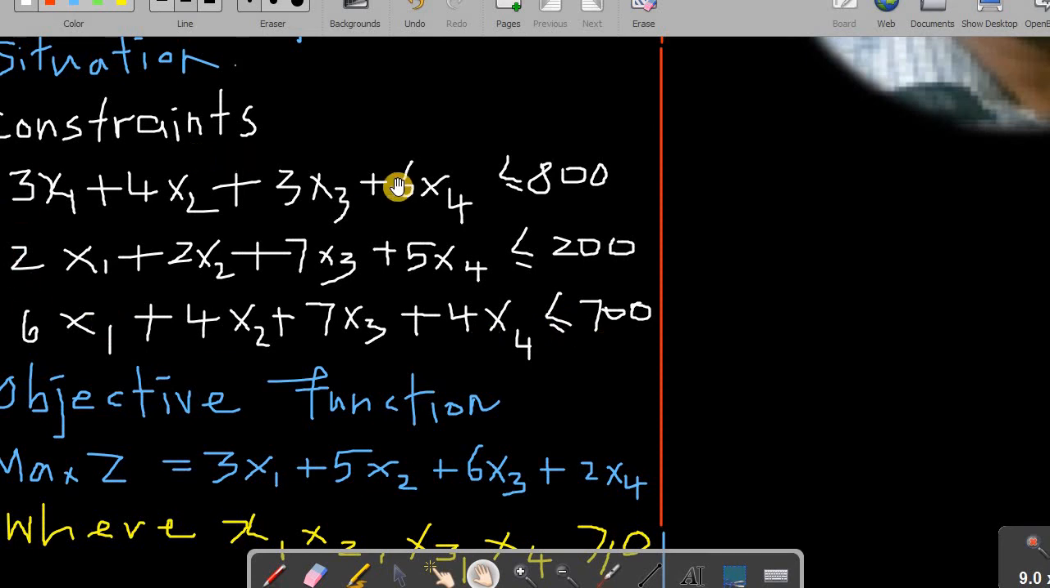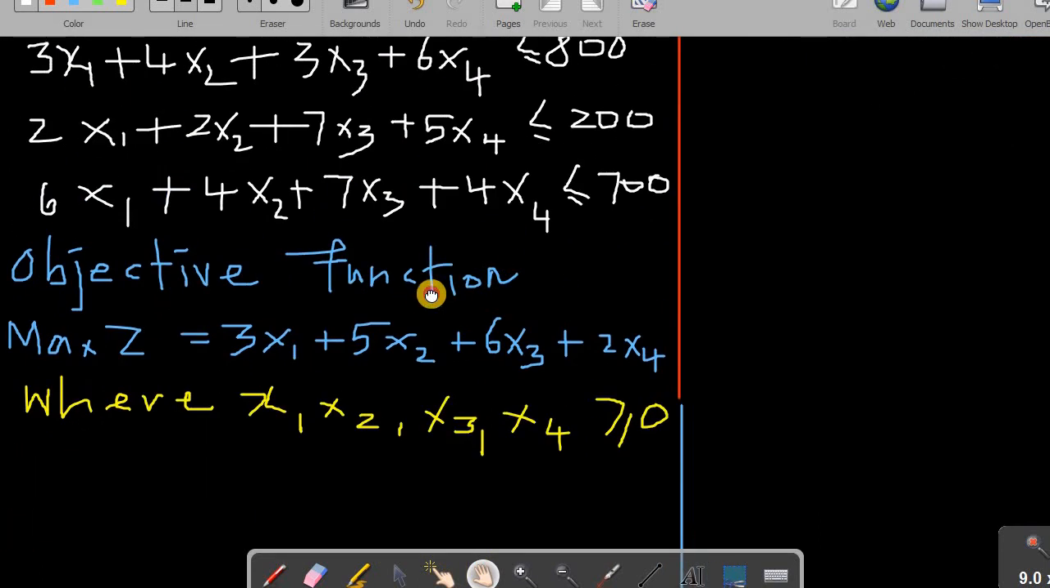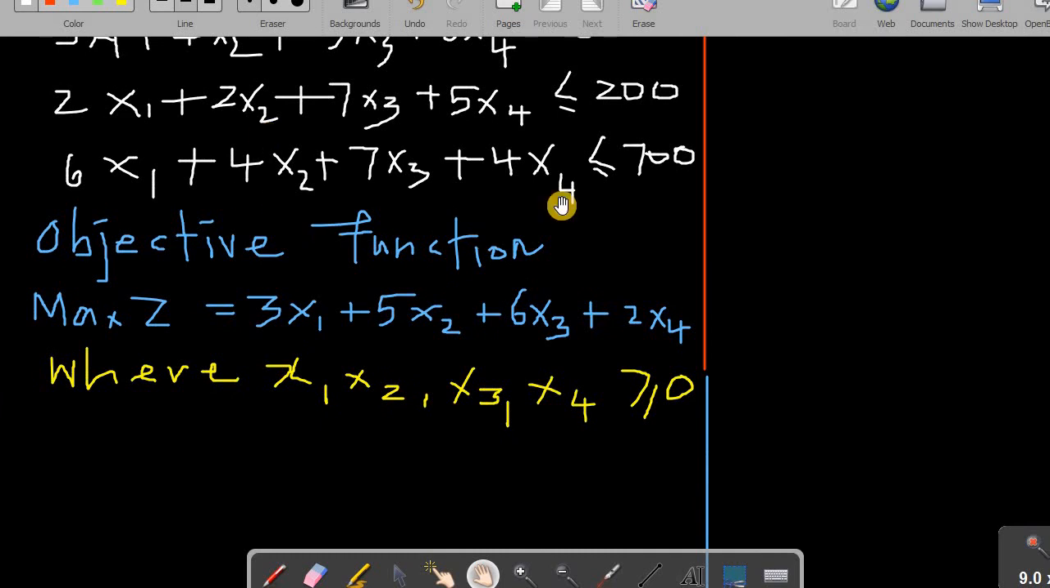We call these constraints, because these are the very barriers on our situation, and this is our objective function. Our objective function is to maximize z equals 3x1 plus 5x2 plus 6x3 plus 2x4, and the totality of all this we call the linear programming problem.